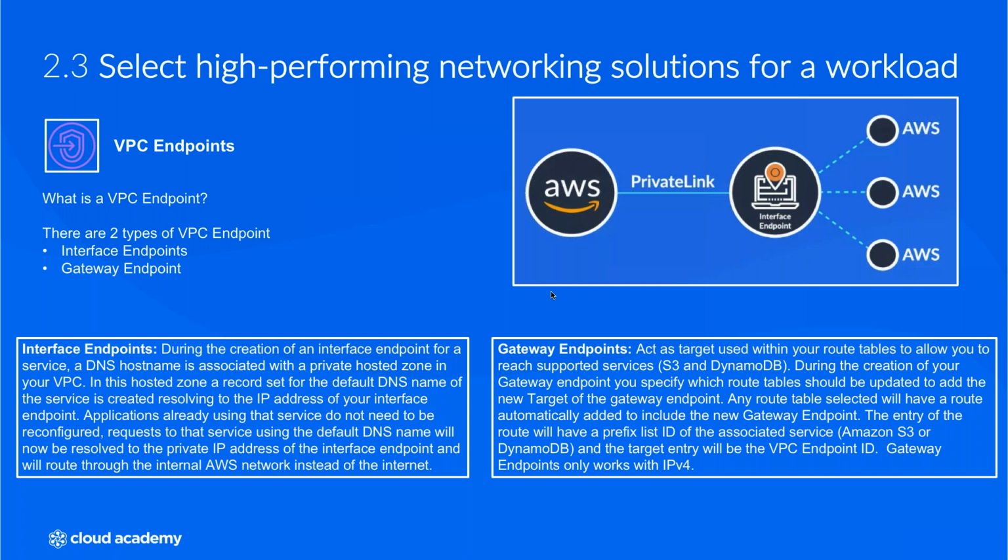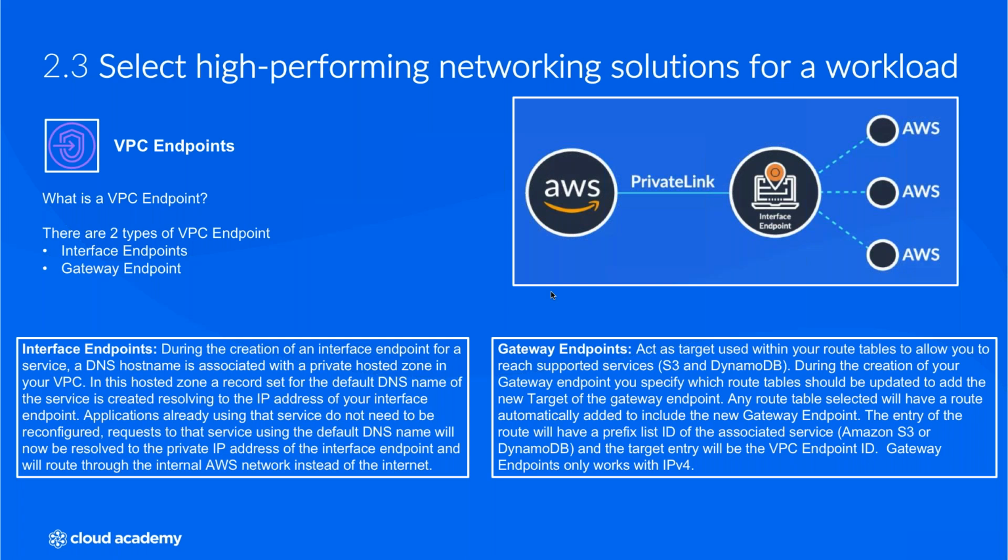Now, private link simply allows a private and secure connection between VPCs, AWS services, and on-premise applications via the AWS internal network. Whereas gateway endpoints, they act as a target used within your route tables to allow you to reach supported services, which are currently only S3 and DynamoDB. But again, that may change over time, but they're the options for your gateway endpoints at this stage.